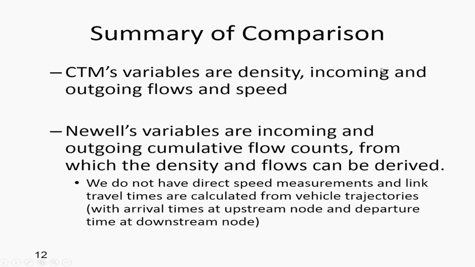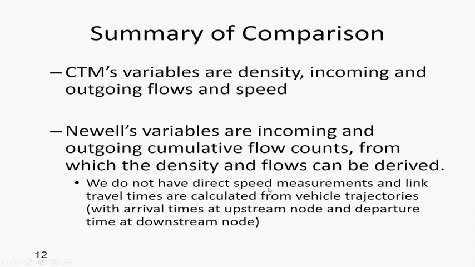So the summary of this traffic flow comparison is that in a typical cell transmission model, the CTM might use density, incoming flow, outgoing flow, and the speed as a fluid-based representation. But using Newell's model plus the agent-based representation in DTALite, we can model the incoming, outgoing, cumulative flow counts, and from here we can derive the density, flow, then to get other statistics.